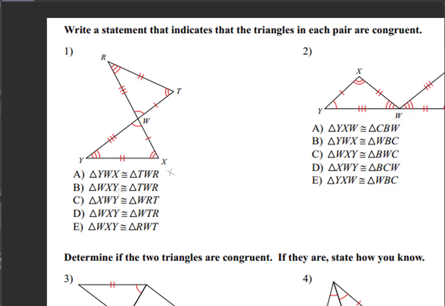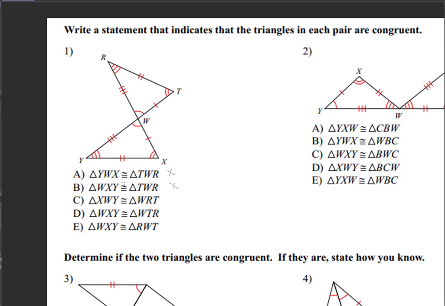Triangle WXY is congruent to triangle TWR. Triangle WXY, so it's going this way, is congruent to triangle TWR. Well, as you can see, these two are congruent. So if this one starts with W, this one should also start with W, which means that that one is out. So B is out.